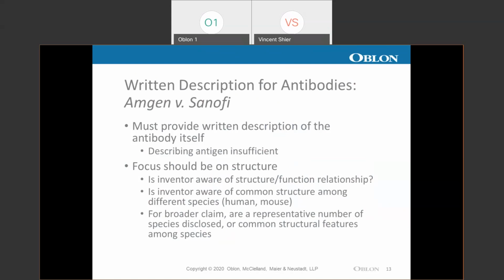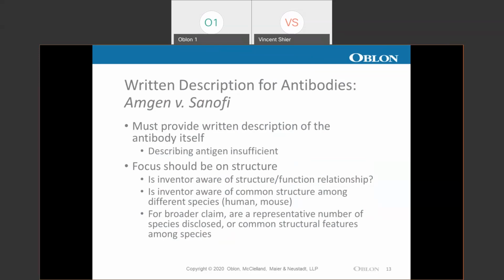This memorandum instructed the examiners that adequate written description of a newly characterized antigen alone should not be considered an adequate written description of a claimed antibody to that antigen, even when the preparation of the antibody is known as routine and conventional. The written description must be provided for the antibody itself, and there should be some focus on the structure, such as, is the inventor aware of the actual structure-functional relationship, and are a representative number of species disclosed, or at least common structural features among the species to support a broader claim?